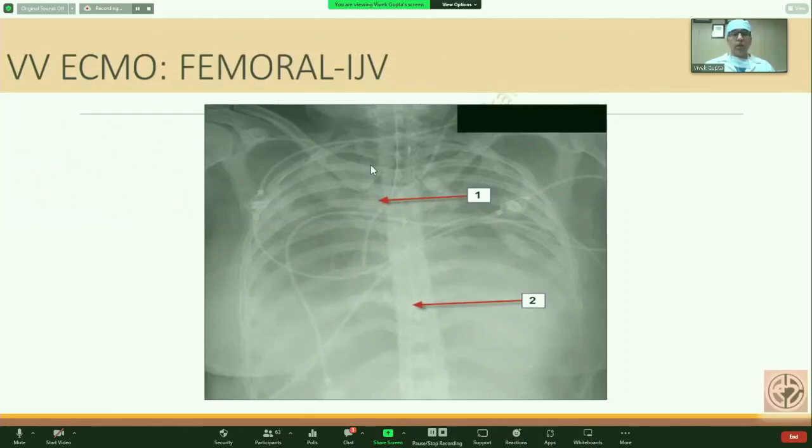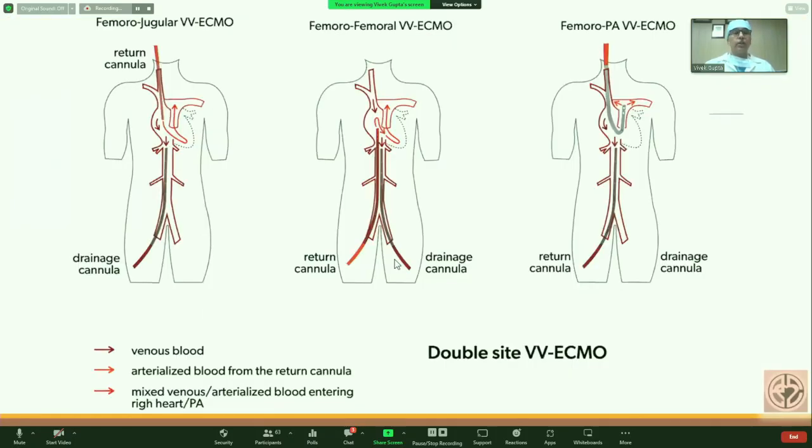You can see this is the jugular cannula, and you can appreciate the femoral cannula, and there's a good distance between these two cannulas, so you can minimize the risk of recirculation. So in dual site VV cannulation, you can have different combinations.